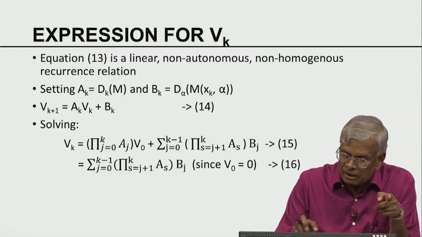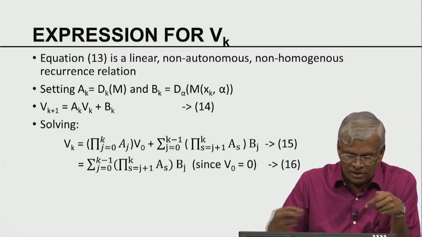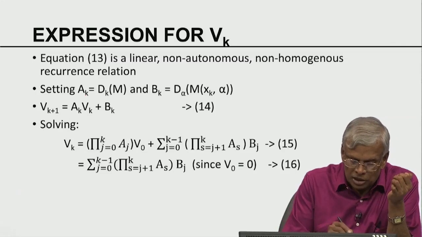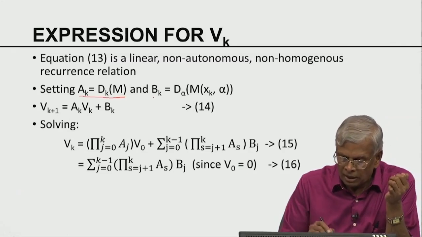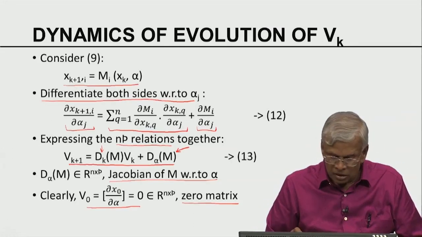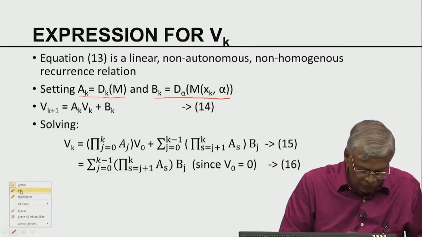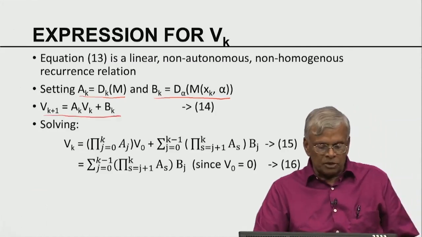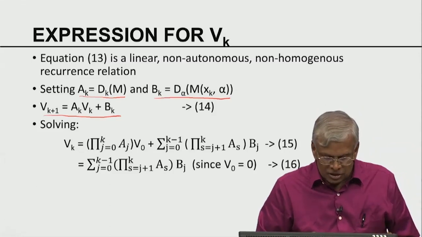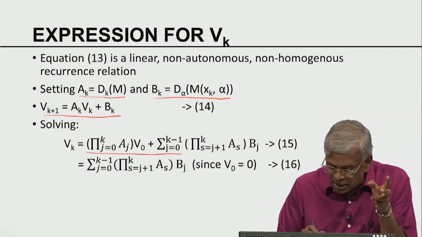Equation 13 is again a linear non-autonomous non-homogeneous recurrence relation. The previous one was linear non-autonomous, it was homogeneous. Now I have a forcing term, dm of alpha is the forcing term. We are now going to simplify the solution of this, we are going to change the notation. Let ak be dkm, let bk be that. In this case, the previous relation 13 can be rewritten as 14, vk plus 1 is equal to ak times vk plus bk. I can substitute back. That is a very interesting exercise. I am going to ask you to do this as an exercise.